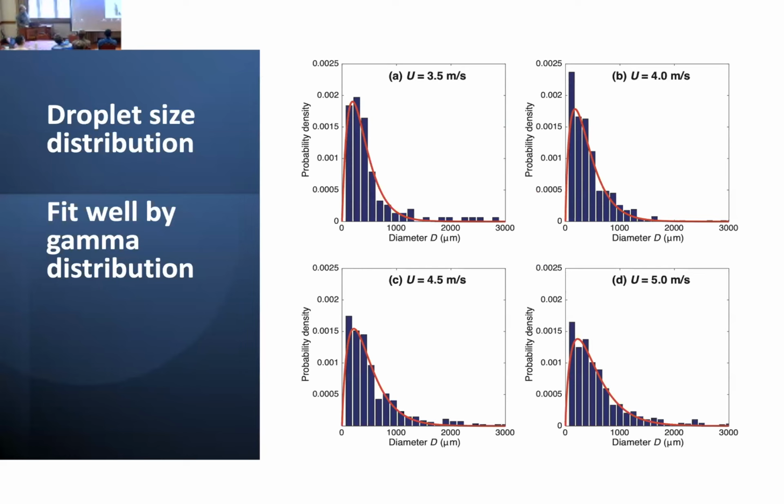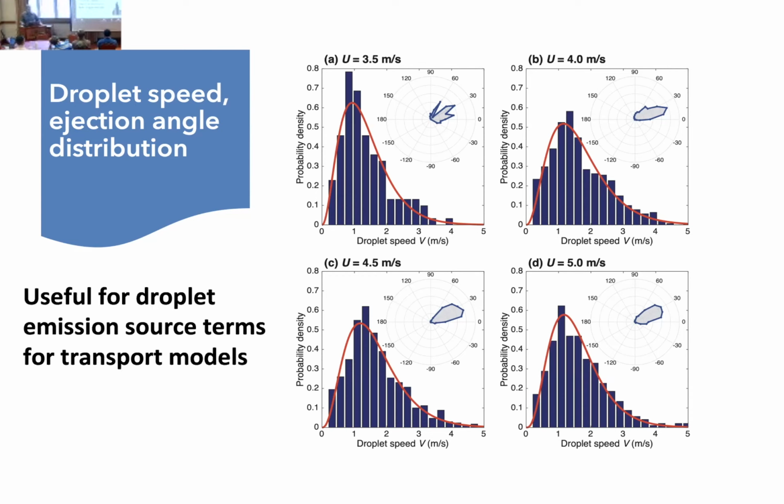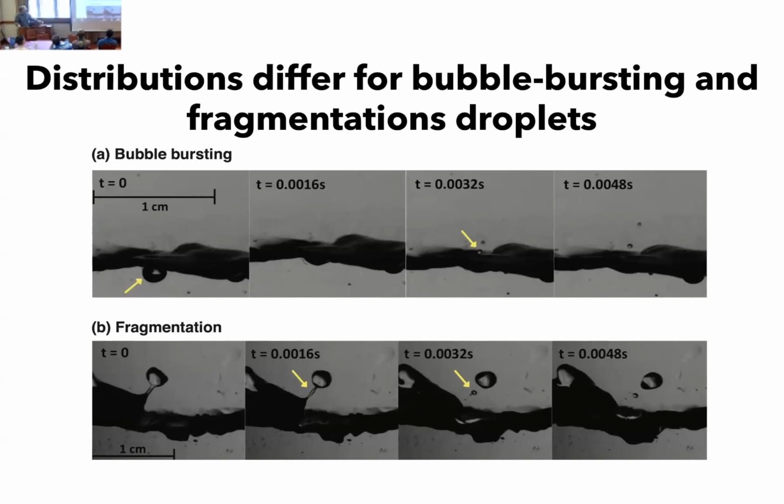We looked at the droplet size distribution at 4 different wind speeds, and they were fit pretty well by a gamma distribution. We also looked at the droplet speed and also the ejection angle. The downwind direction is 0, so we're looking at a distribution of the ejection angles. The idea here was we were looking forward to possibly using this as a droplet emission source term for transport models. How are things getting out of the water if we happen to know the wave and the wind conditions, say, on Lake Erie?